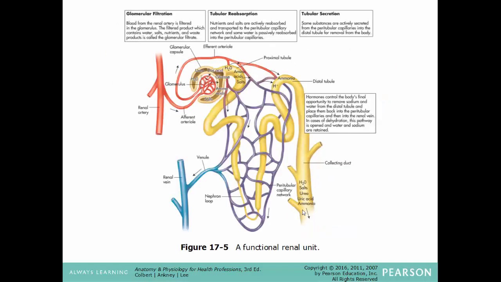Okay, this image has more detail on the functional renal unit, the nephron. This includes what we just talked about, the glomerular filtration, the first part of making urine. But at this point, we talked about this first step, where blood from the renal artery is filtered into the glomerulus. The filtered product will have water and salts and nutrients, and then waste products called the glomerular filtrate.